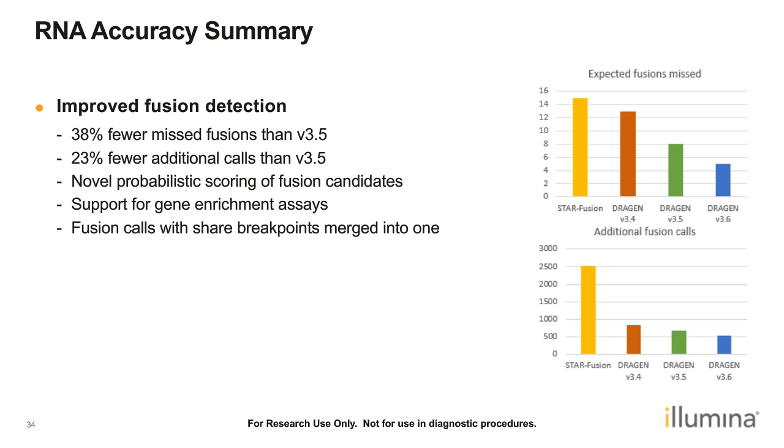If you look at the green, which is 3.5, in 3.6 on that same cohort we are missing fewer fusions, and we are calling fewer additional fusions, which means we have a lower false positive rate. So just incremental improvements on the RNA fusion calling in this release. If you're running RNA fusion calling, you will see some of that show up as well.